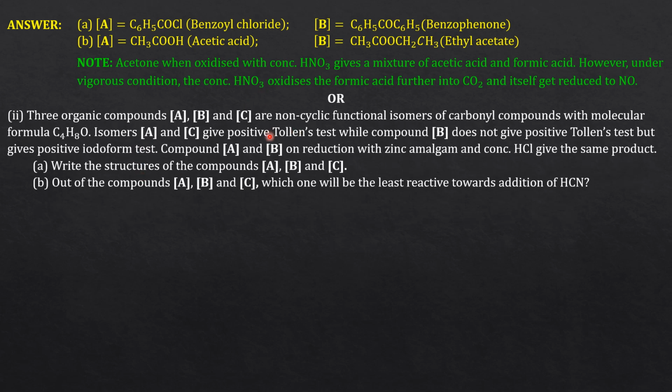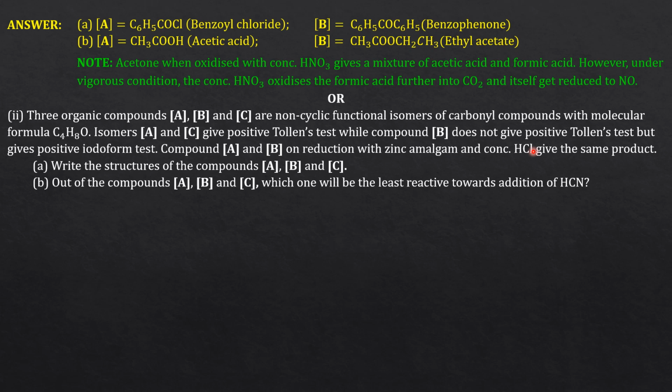Now this one is a very interesting question. A, B, C are non-cyclic functional isomers of a carbonyl compound. So carbonyl compounds can be of two types, ketones and aldehydes. So A, B, C are either aldehyde or ketone. Now isomers A and C give a positive Tollens test. So A and C have to be aldehydes, not ketones. Compound B does not give a positive Tollens test. That means it is obviously a ketone. It cannot be an aldehyde.